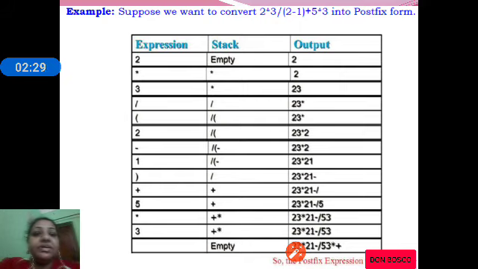The first symbol is 2. The stack is empty, and 2 is an operand. Whenever an operand is scanned, it will be put onto the output or postfix string. Next comes the asterisk, or multiplication symbol, an operator. As it is an operator, we will push it onto the stack. Star is pushed onto the stack. The next scanned symbol is 3. 3 is an operand and goes to the result or output.